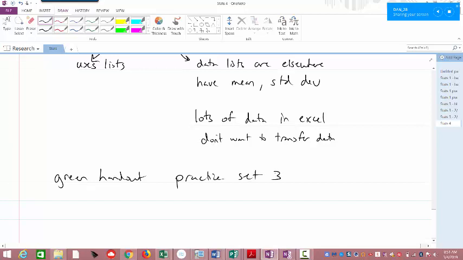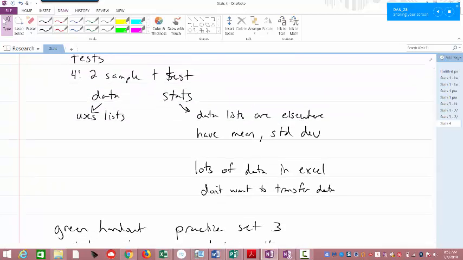Okay, so look at the green sheet, look at practice set 3. Number 1, it's got 2 lists. What it gives you is the mean, the standard deviation, and the number. So are you going to use data or stats? You're going to use stats.